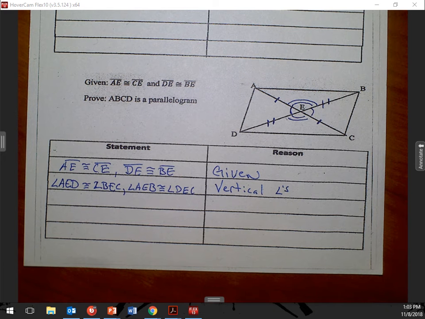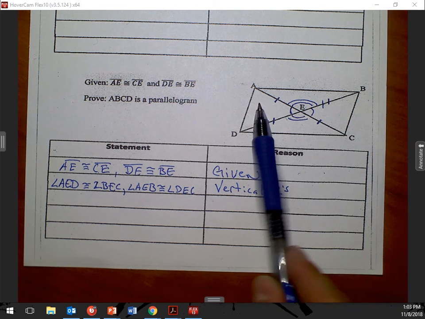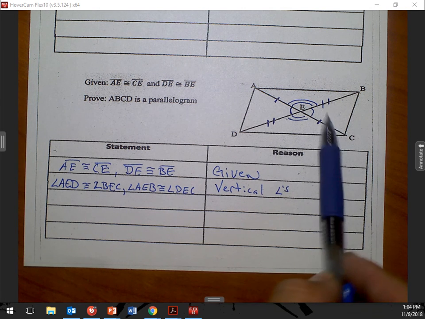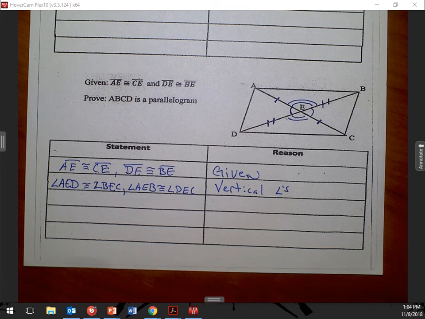Now let's keep going. So we can go through and say, now let's just start with these two right here. Can we say that this triangle here and this triangle here are going to be congruent? Yes. How? Side angle side.